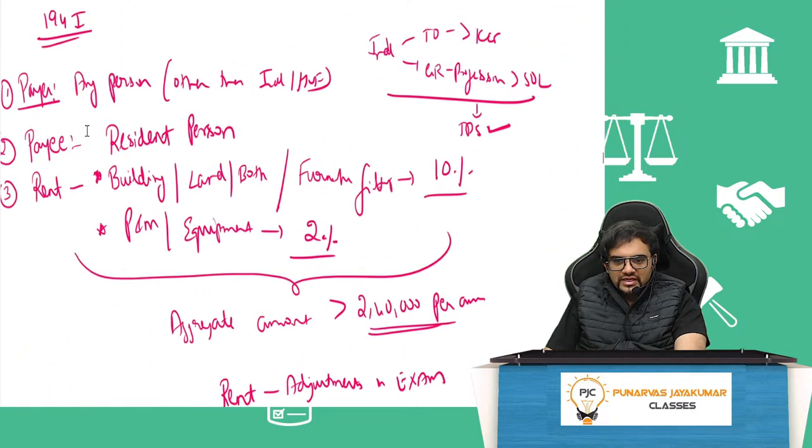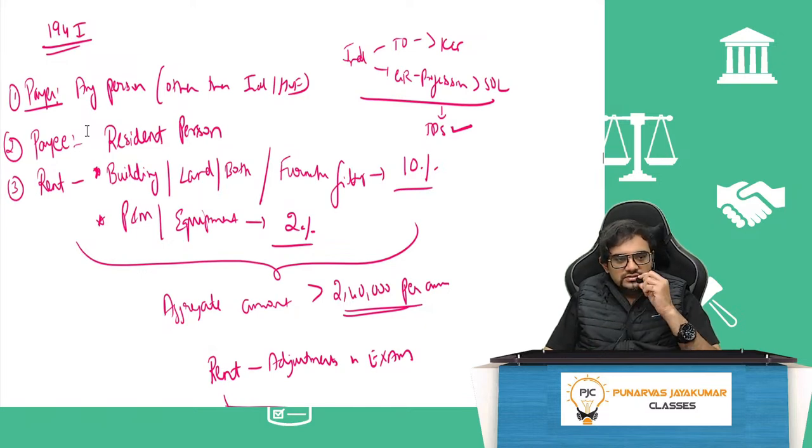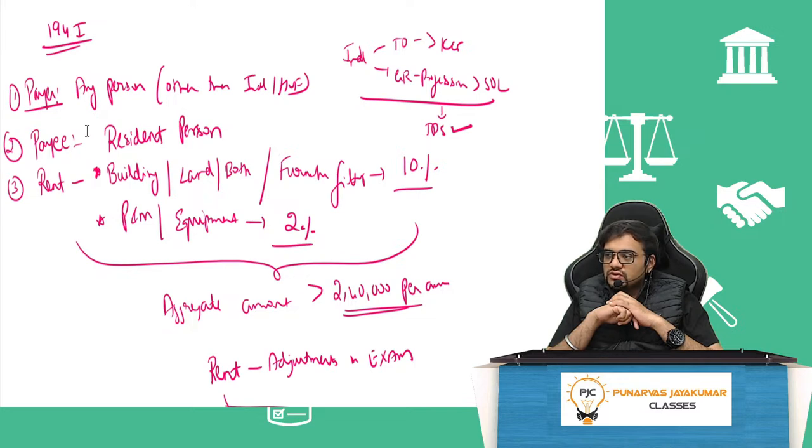Next, coming to 194I, rent. Any person other than an individual or HUF has to pay 194I, but an individual or HUF that is a big individual also has to pay 194I. If the individual's turnover is more than 1 crore, or gross receipts in a profession more than 50 lakh, TDS is required. He will be a resident person. Rent for building, land or both, or furniture or fixtures, 10%. Plant and machinery and equipment, 2%. Aggregate amount should be more than 2,40,000 rupees per annum.